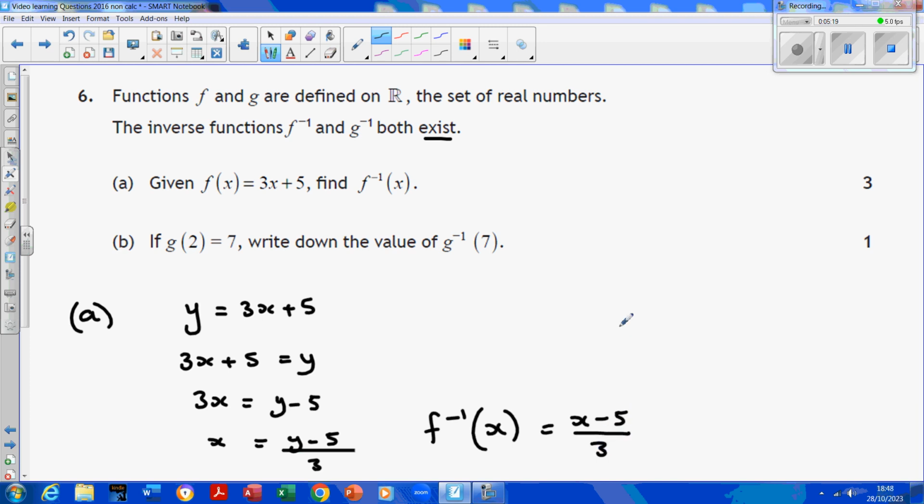Now the next part of this one is just 1 mark. It's just a wee question to test if you really know what you're talking about. So g(2), that's your x number, and that becomes the answer, so that's like the y number. So if g(2) equals 7, write down the value of g inverse of 7. So they swap over. The 7 was the y number, it becomes x, and the answer will swap around and it'll become the 2. So write down that it's equal to 2. 1 mark, you either know it or you don't, so you learn how to do all of these.